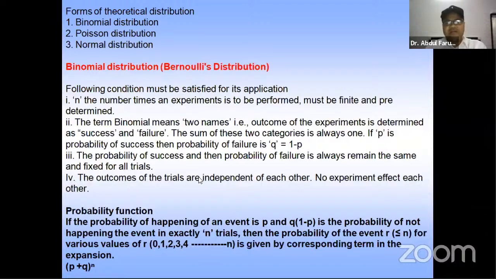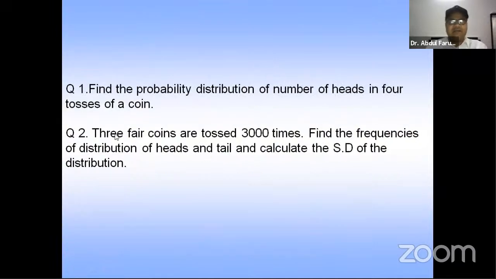The outcome of the trials are independent of each other. Do experiment, agar aap kar rahe hain, to dono experiment ke jo outcome hai, jo results hain, wo independent hona chahiye. These are the binomial distribution conditions. Aap dekh lijiye, agar ek problem hai, this is the question hai, agar aap isko dekhiye, इसके बाद में आपको पता चल जाएगा कि बाइनोमियल डिस्ट्रीब्यूशन लगेगा इसमें या कोई और दूसरा स्टैटिस्टिक लगेगा.